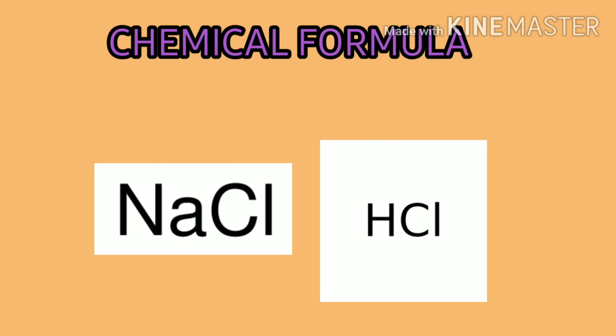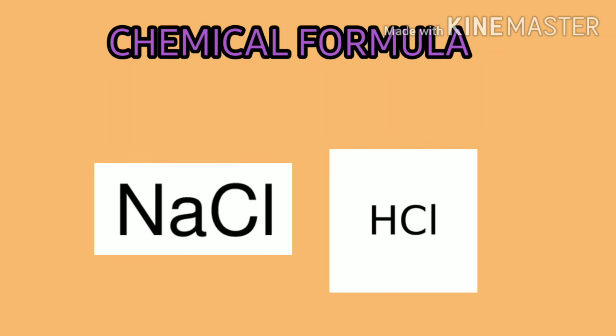So now, chemical formula. What do you mean by chemical formula? Chemical formula means the symbolic representation of an element or a compound. A molecule of a substance, that is either an element or a compound, can be represented by symbols, which are called a chemical formula. For example, see here sodium chloride, hydrogen chloride.